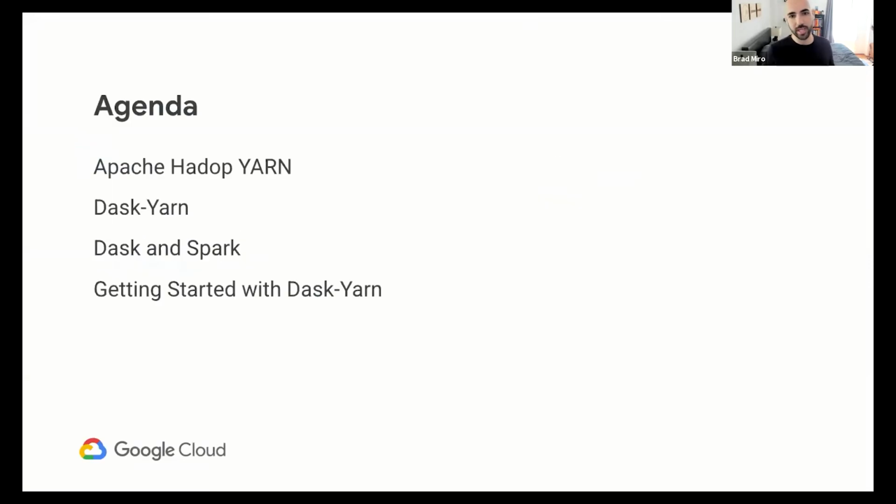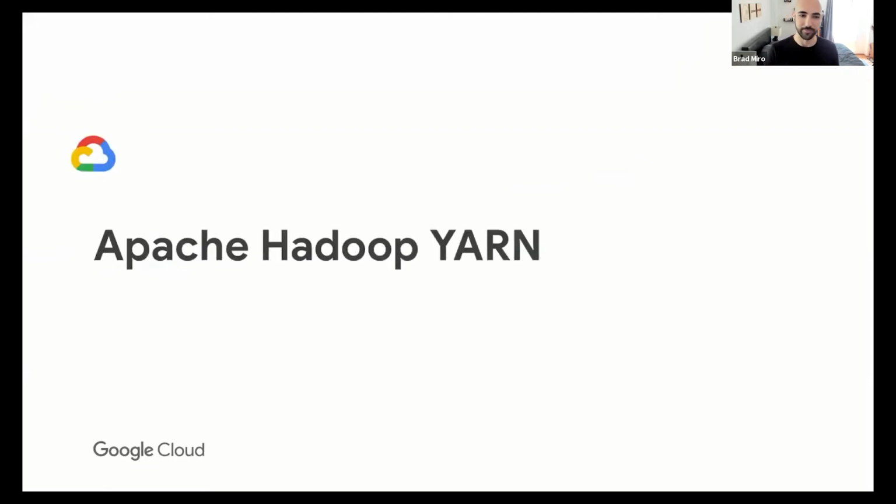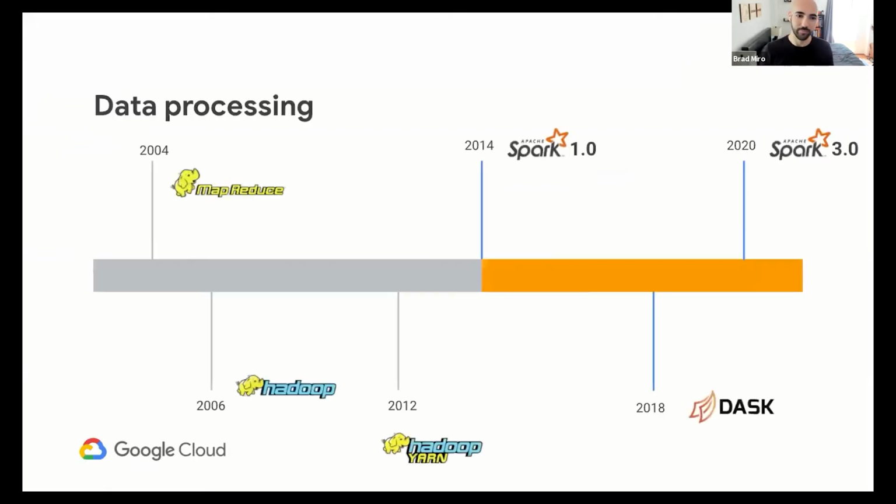So just to briefly go over the agenda, we're going to start by talking about just what Hadoop Yarn is, there's a misspelling there. What Hadoop Yarn is, what Dask Yarn is, Dask and Spark, as well as getting started with Dask Yarn. And we'll go over the API and just some ways that you can get started with it today. So with that, we'll just dive right into Hadoop and Yarn.